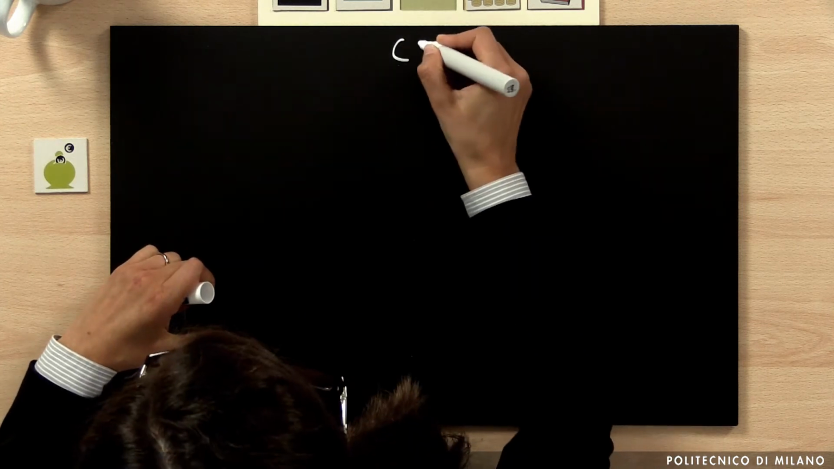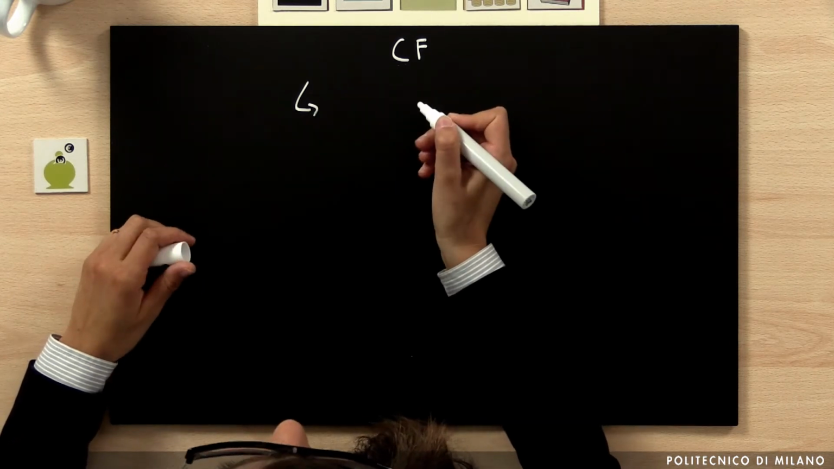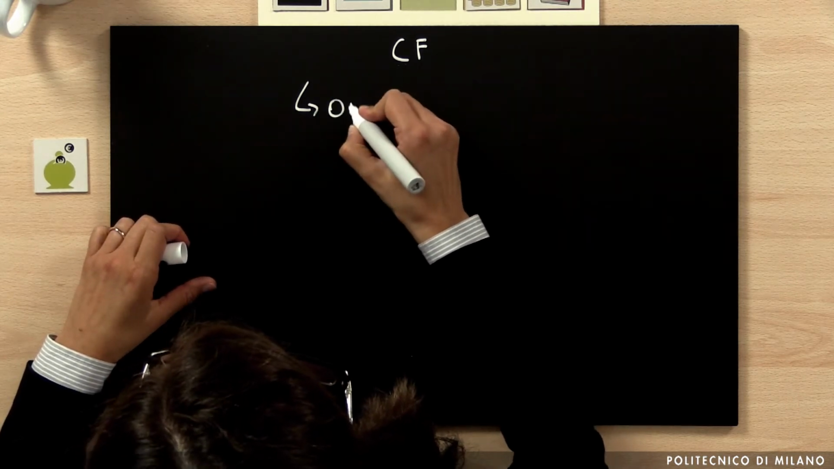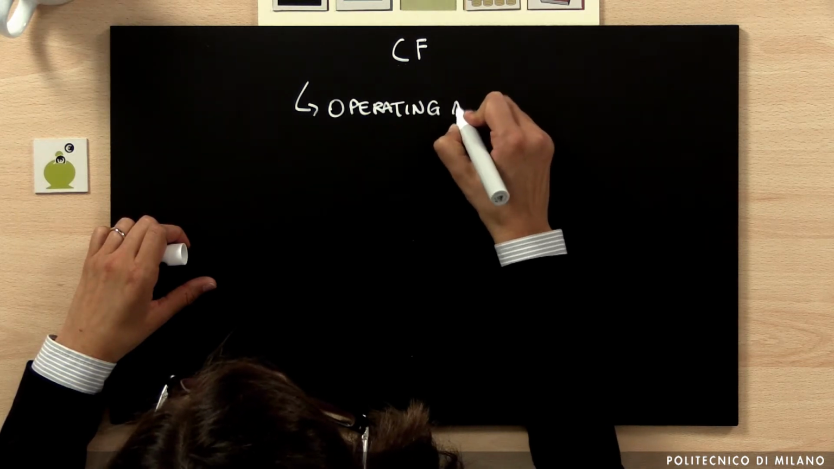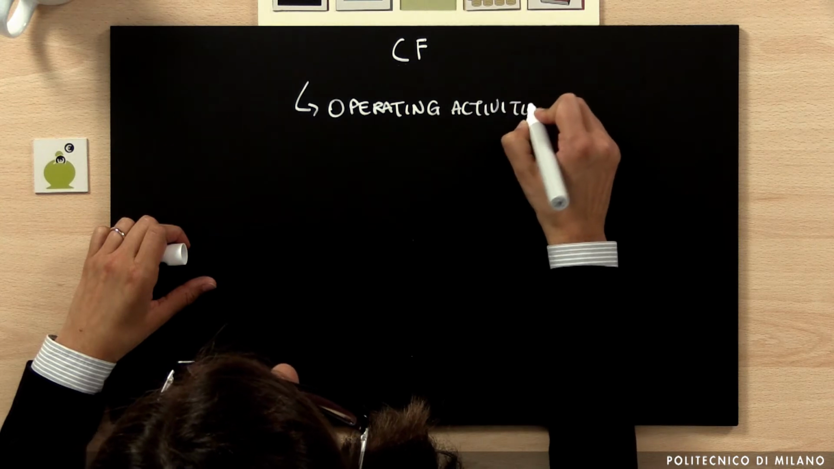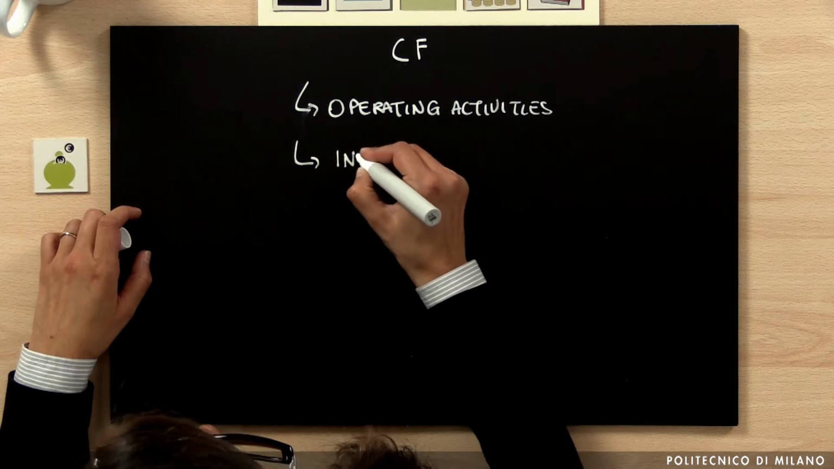So if we have our cash flow statement, we can identify the first category in which cash in and cash out are registered, which is represented by operating activities. In the operating activities, we can identify the cash in because of the selling of the products, or the cash out because of the purchases of components. So basically we can find all of the cash that enters and goes out because of the operating activities of production.